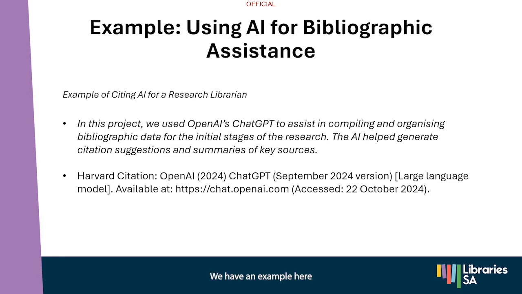We have an example here using AI for bibliographic assistance. As a research librarian, you may use AI tools to streamline bibliographic work, like generating citation suggestions or summaries. In this example, ChatGPT was used to organize citations efficiently, saving time and ensuring accuracy. When using AI in this capacity, it's crucial to acknowledge its role and provide a formal citation, as demonstrated here using Harvard style. This not only gives credit, but also maintains transparency in your research.